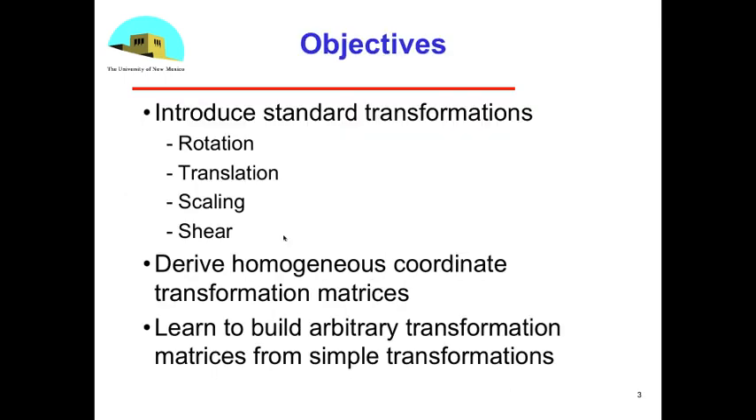But what we're going to do here is talk about the standard transformations using homogeneous coordinates, and I'll give you a little more justification about why we need homogeneous coordinates to do this efficiently. Then our strategy will be, if we want to build up some arbitrary transformation that we might use in an application, it's easier to build them up from simpler transformations.